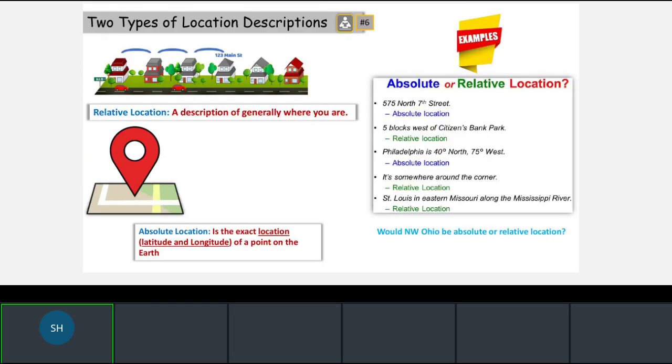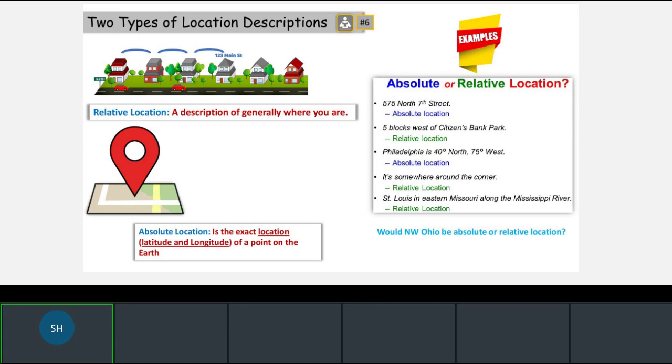So let's talk about the last one. That is two types of location descriptions. One is relative location. It has nothing to do with a member of your family, but it is a description of generally where you are. Like, for instance, I live, let's say, near Cleveland. All right, that's very general. It doesn't say exactly where I live. I just said I live near Cleveland, or I live in Northeast Ohio. Absolute location can actually be several different things. Absolute location is the exact location, typically latitude and longitude, but you could also use a street address as well.